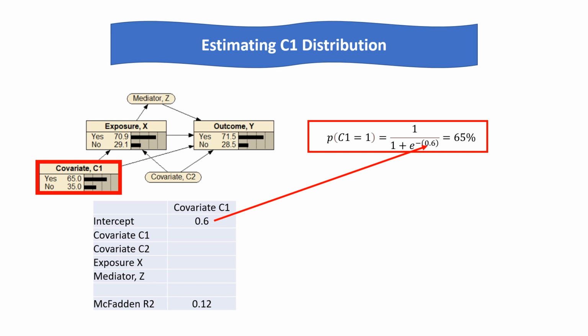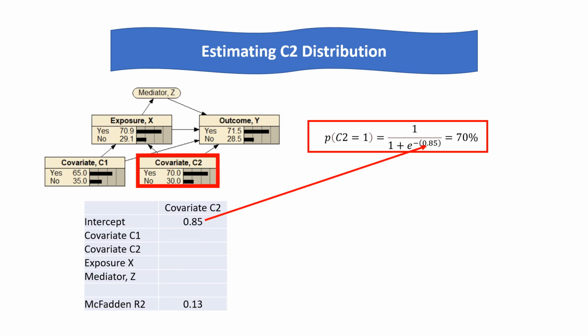The regression equation is used to calculate the probability of the covariate C1. There are no direct predictors of this variable, and just the intercept of the regression is used. The calculated marginal probability of occurrence of covariate C1 is 65%, and this is shown in the network node. The regression equation is also used to calculate the probability of occurrence of covariate C2, which, like C1, has no predictor. The intercept is used, and the calculated marginal probability is 70%, which can also be read in the network.